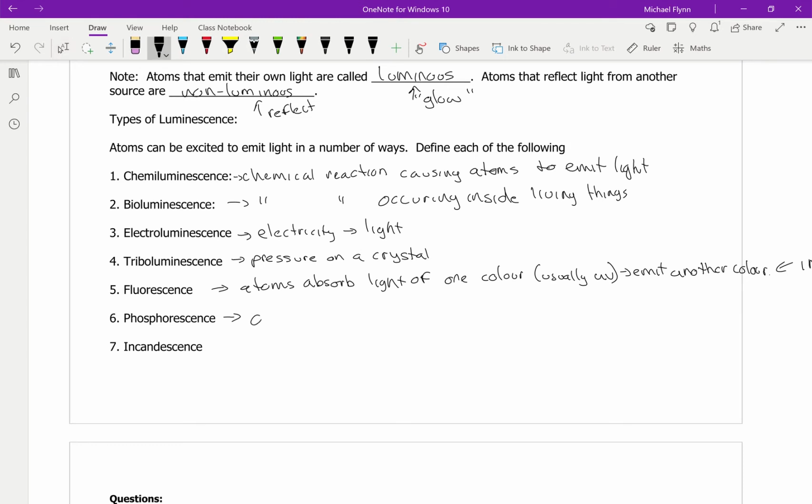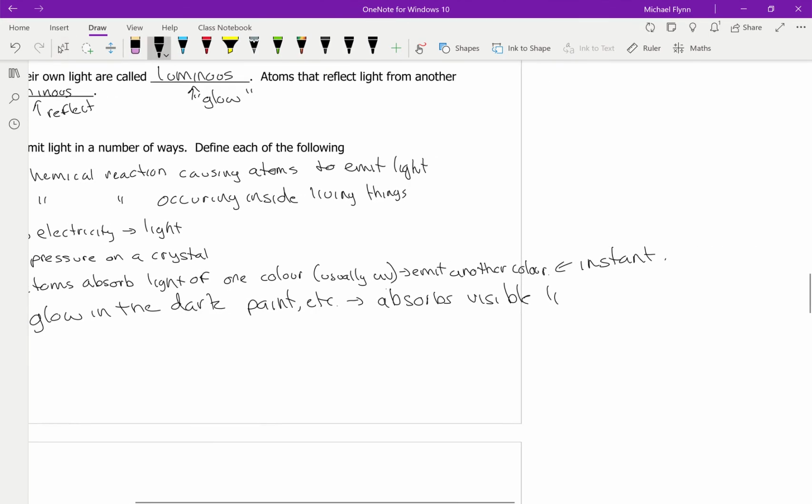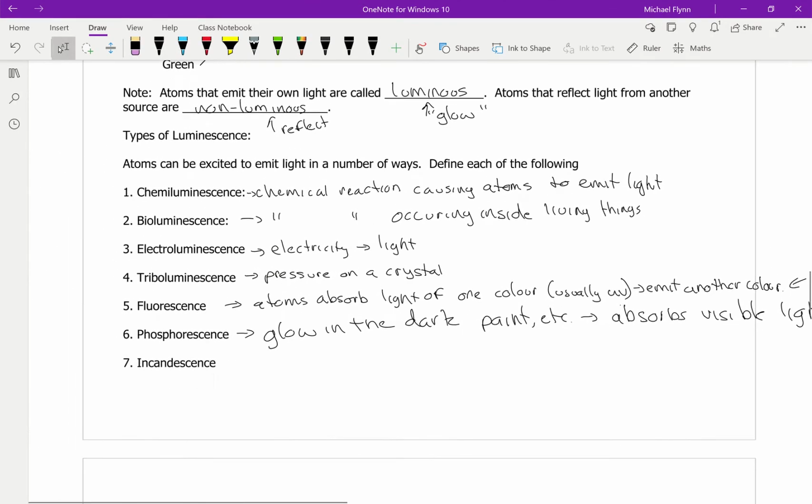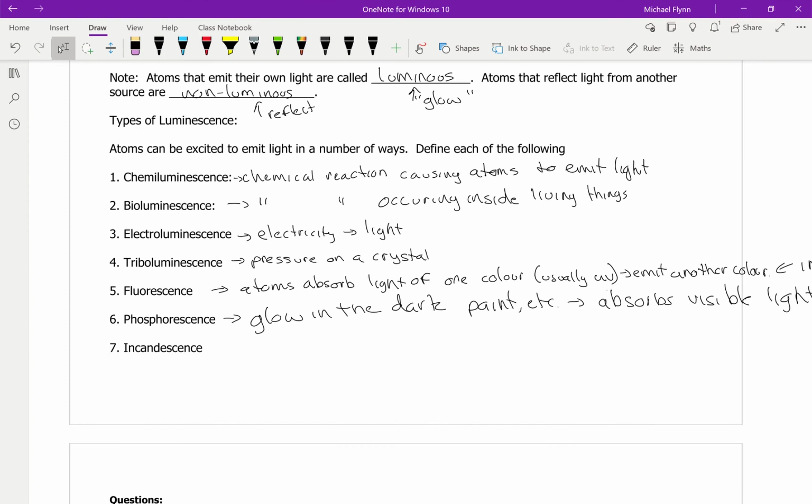So I'm just going to write glow-in-the-dark paint, etc. What happens is it absorbs visible light when it's exposed, and then slowly releases it by glowing over a long period of time. Some people have them stuck to their ceiling. They look like little stars when you turn out your bedroom lights. Glow-in-the-dark stickers, anything that's glow-in-the-dark except for glow sticks.